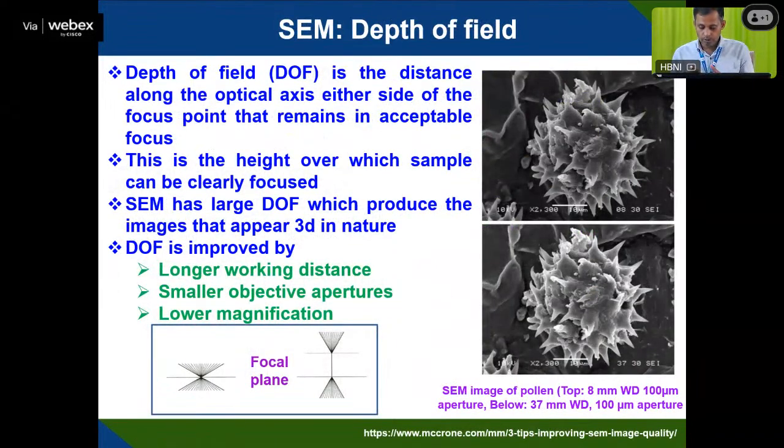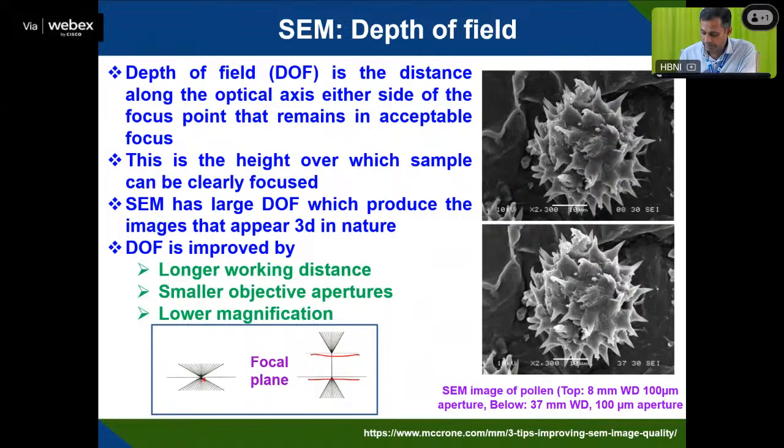As I told, by varying the distance from the sample to the source, the tip where the electron beam is coming from, you can get the depth of field by changing the working distance. You can see here the focal plane is here, but you can change the focal plane by varying the working distance. So the depth of field, the DOF, is the distance along the optical axis on either side of the focus point that remains in acceptable range.